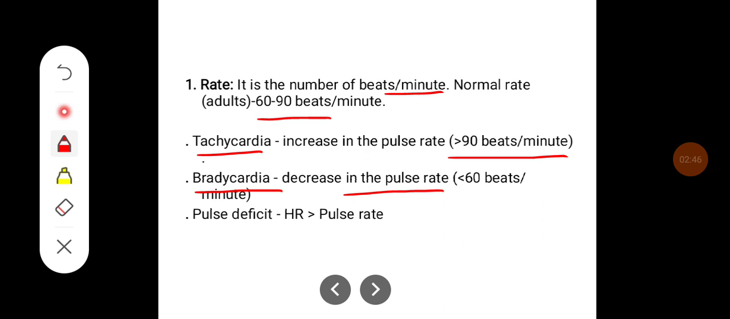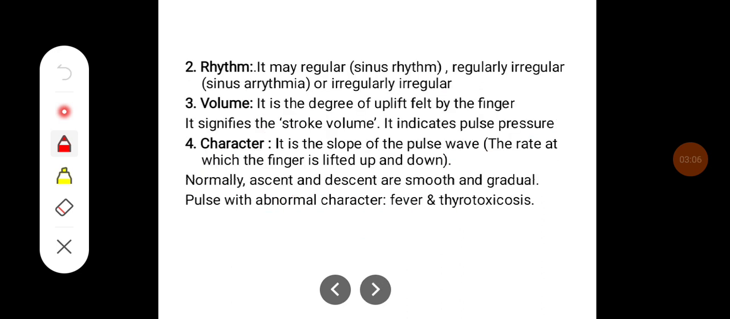Pulse deficit is nothing but the difference between the heart rate and the pulse rate. Heart rate is auscultated at the mitral area, whereas the pulse rate is observed at the radial pulse. The difference between the heart rate and pulse rate is called pulse deficit. Rhythm may be regular, also called sinus rhythm, regularly irregular, or sinus arrhythmia, or irregularly irregular.